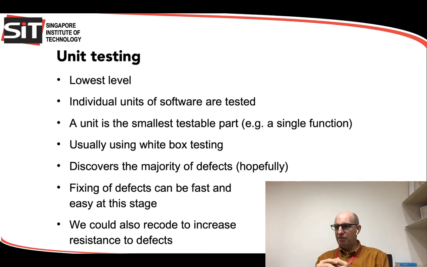If we do find a problem, it's fast and easy to fix, and we can recode it. Sometimes we recode it when we find a problem so that our code is resistant to defects. That means we use coding techniques that will help us not to suffer from defects in the future.